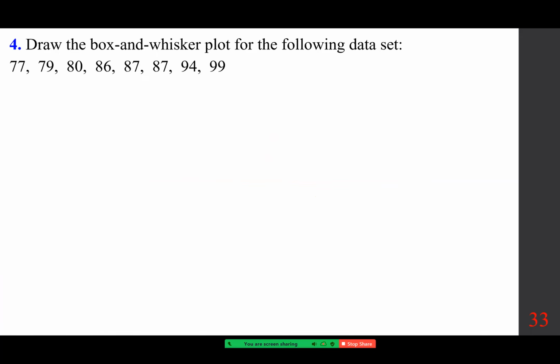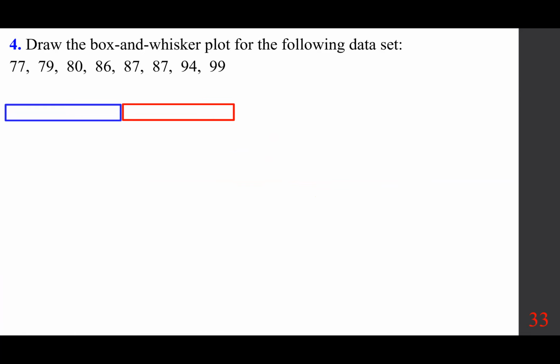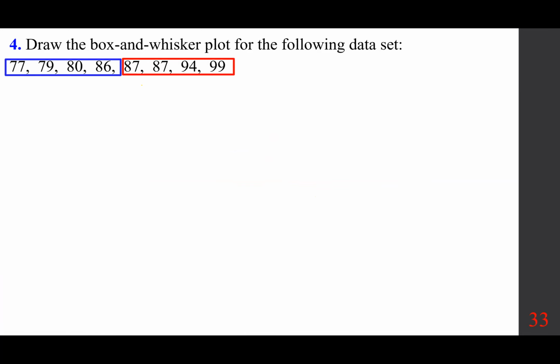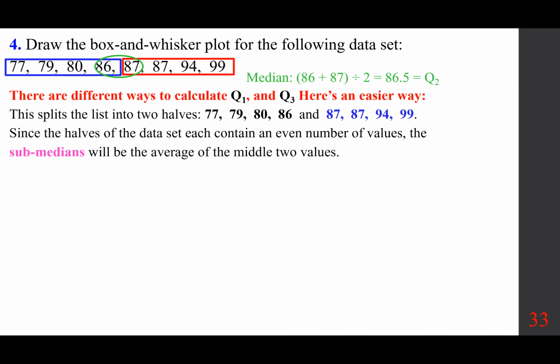So we want to make sure that data is in order from smallest to largest. It is. So we cut them in half, and it makes it very easy to find Q sub 2 or the median. Add these two numbers, divide by 2, and it's the median. Now, there are different ways of calculating Q sub 1 and Q sub 3, and I'm going to go over an easier way.